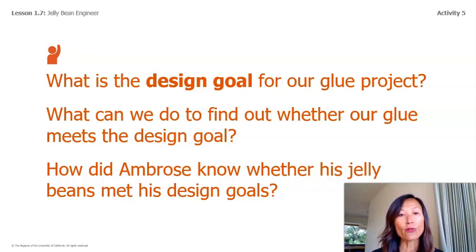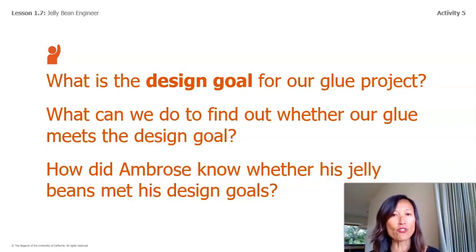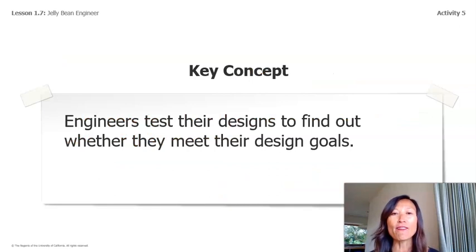Well, we need to know that the glue must be sticky. What can we do to find out whether our glue meets the design goal? Well, we need to try the sticky test, try different types of sticky tests. How did Ambrose know whether his jelly beans met his design goals? Well, he tested them. So the key concept is that engineers test their designs to find out whether they meet their design goals. Again, what is our design goal for this glue? Yep, the glue must be sticky.